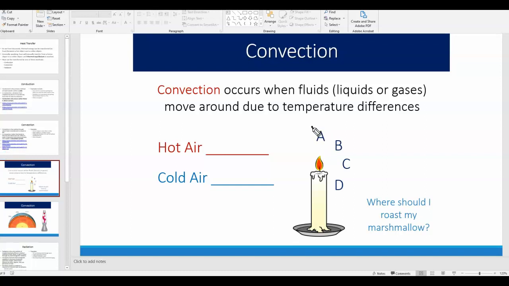Okay, so hopefully you figured out that the marshmallow you should put here at position A right above the candle, because what's going to happen is heat is going to flow up. The hot air is going to become less dense and rise, and it's going to go straight up above the candle. And so point A is going to be the hottest location, whereas B, C, and D might still be kind of warm, but you don't get as much heat from convection because heat rises with convection. That's the idea.